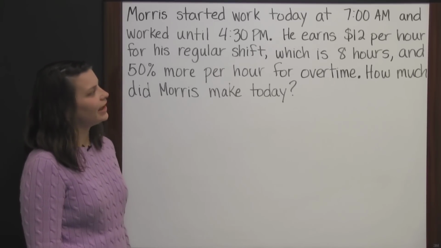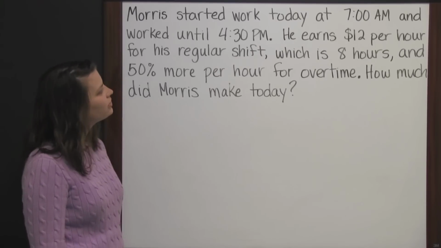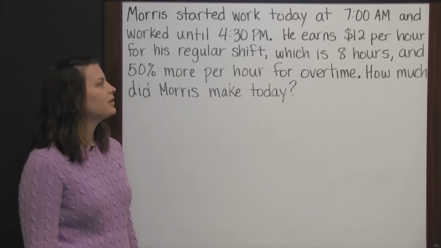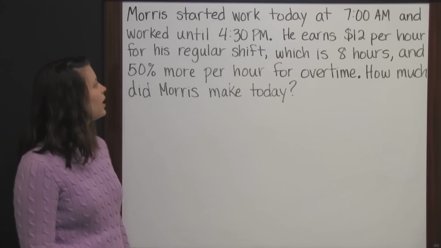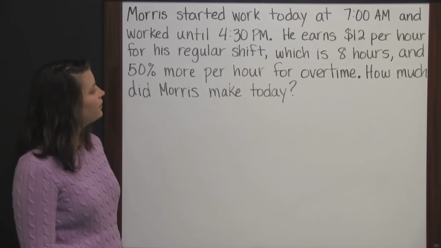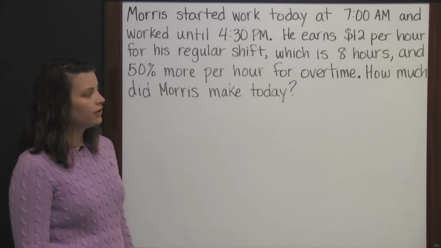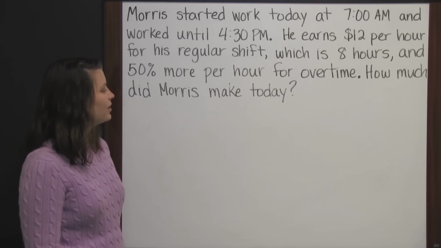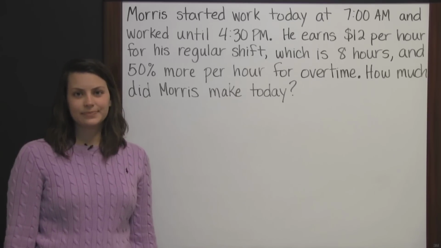Morris started work today at 7 a.m. and worked until 4:30 p.m. He earns $12 per hour for his regular shift, which is 8 hours, and 50% more per hour for overtime. How much did Morris make today?